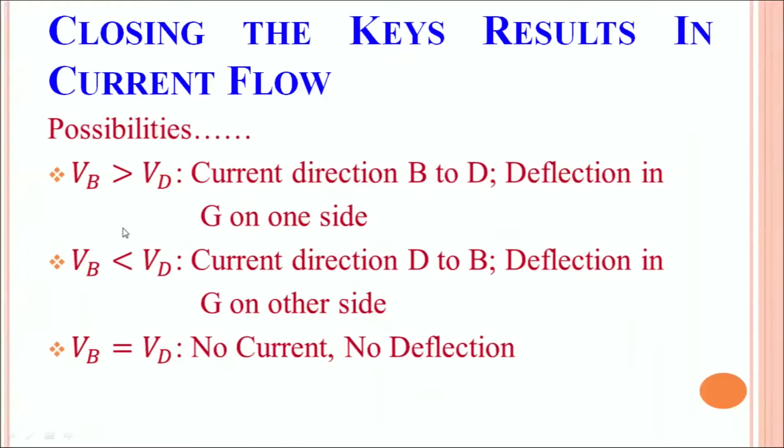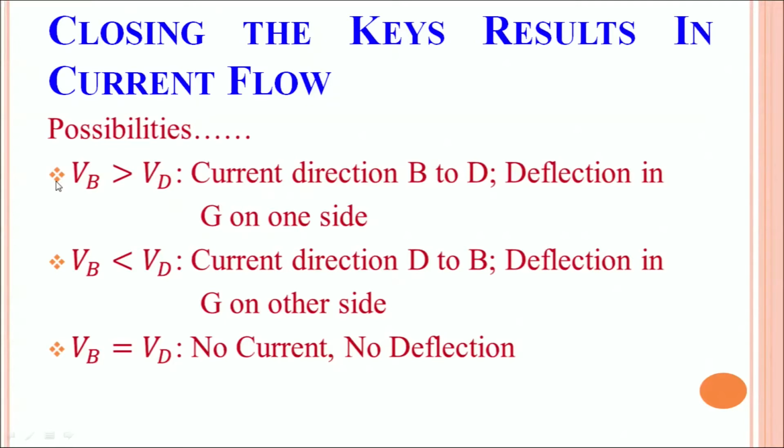When the potential at B is greater than the potential at D, then current flows through the galvanometer and the galvanometer will move in a certain direction. Then when the potential at B is less than the potential at D, then current will again flow, but the direction will be opposite and the galvanometer will show a deflection in the opposite direction.